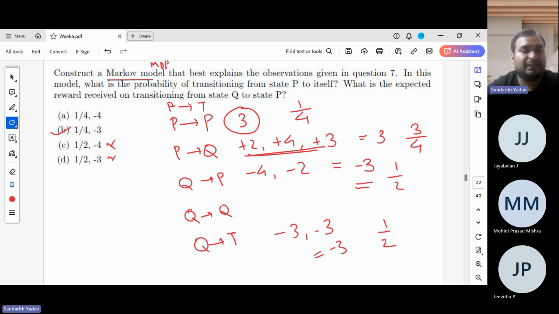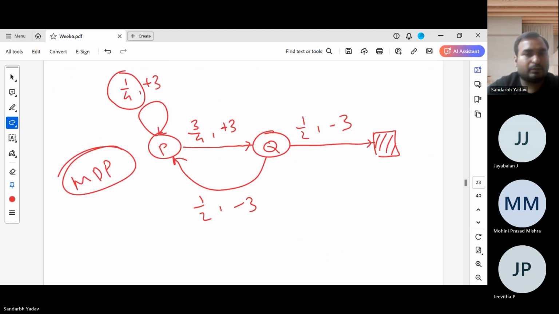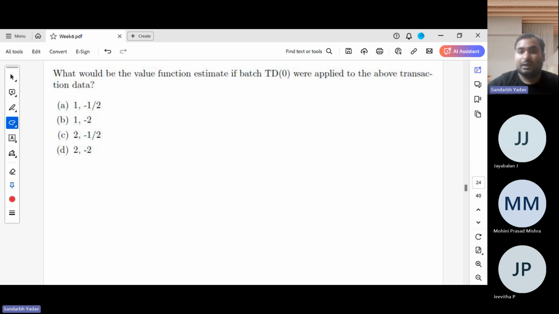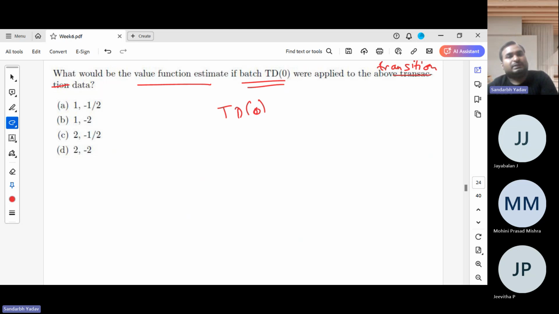So this is the last question in this segment. Again, it's based on the same data. What would be the value function estimate if batch TD0 were applied to the above transition data? It says transaction, but this is transition in RL; transaction is something in databases. They are basically giving us those transitions, 2 episodes. So we have to apply the TD0 update formula and see what values we converge to. So let's do this.